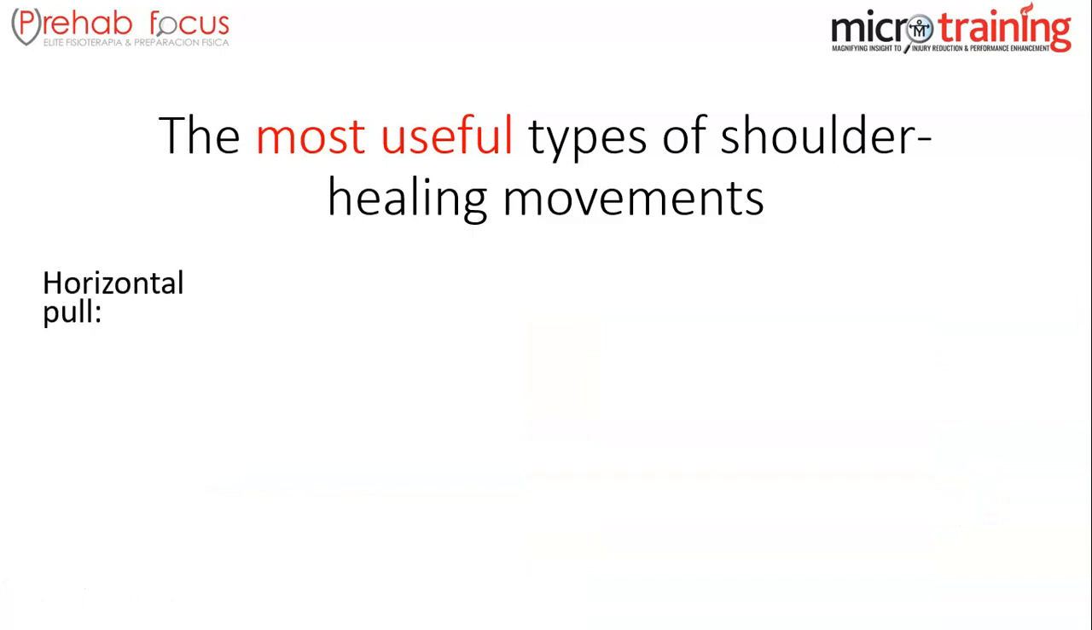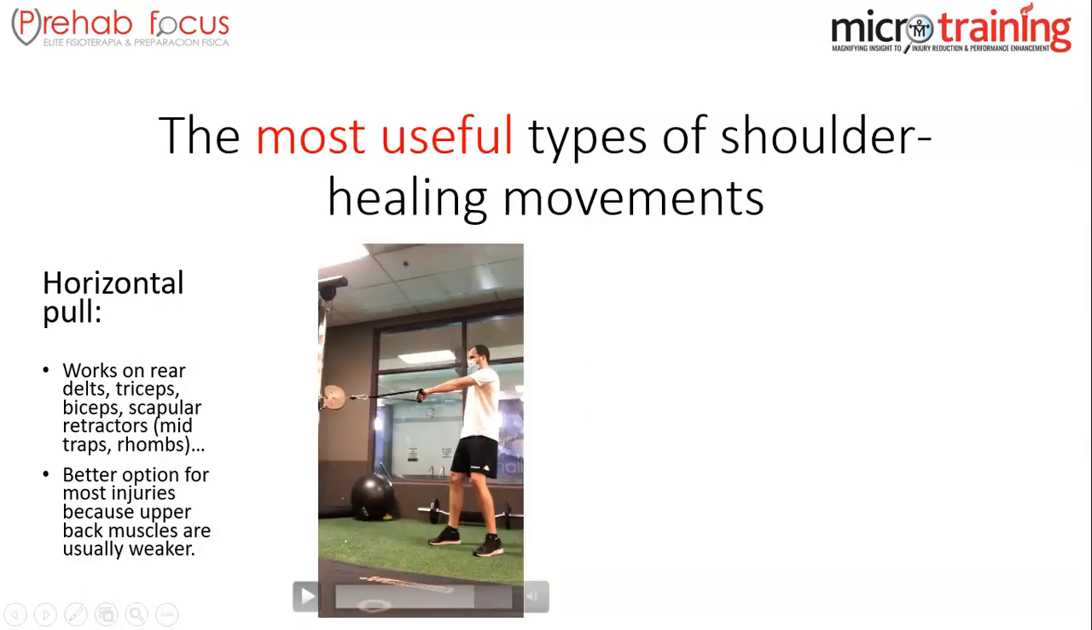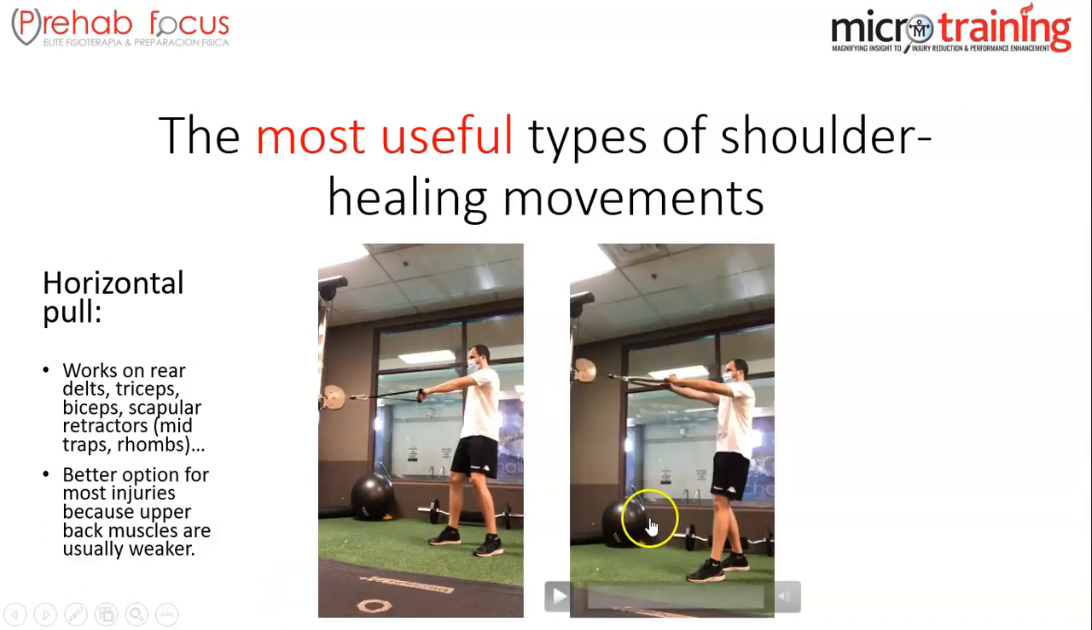Okay, now we'll start talking about horizontal pull movements. Works on rear delts, triceps, biceps, scapular retractors, mid-traps, rhomboids, etc. A better option for most injuries because upper back muscles are usually weaker. Okay, first exercise we'll show is a typical horizontal pull exercise, single arm cable pull. This is a basic and very important exercise in the beginning. It doesn't require much time to learn. It's very natural.